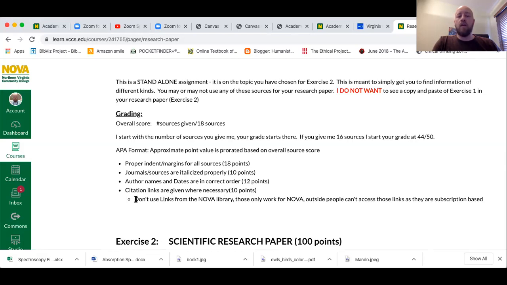One thing in here that I caution against, if you are not familiar with this: when you're taking stuff from the Nova library, it often will give you a link. But that link doesn't work, because it's referencing a paywall source. So if you're using the link from the Nova library and you were to give that to a friend, they can't click that link and get in there, because only you are getting in there because you have the access to the site. So be cautious with those links given from the Nova library.